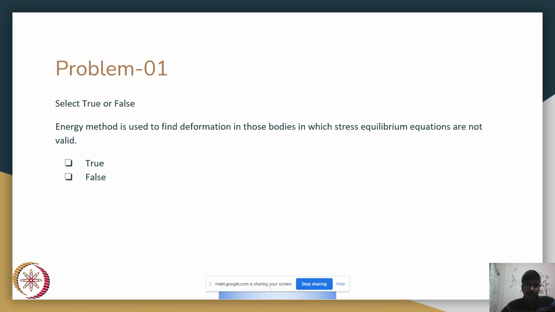So energy method actually starts off at the very beginning. We consider the stress equilibrium equations itself, so they are the fundamental foundations. So this given statement, that the energy method is used for bodies in which stress equilibrium equations are not valid, is wrong. The stress equilibrium equations are going to be valid. So this statement is false.